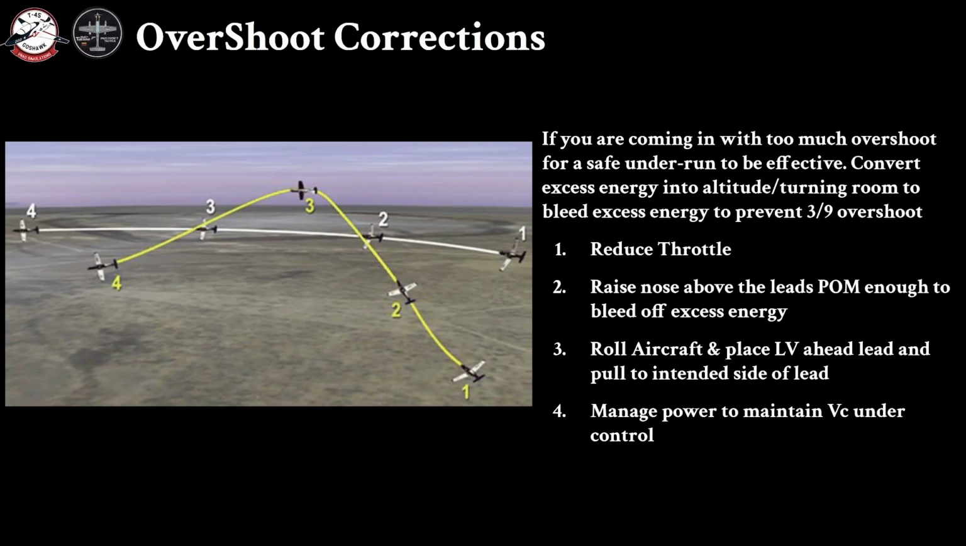Okay. The other common correction is basically a quarter turn, or high yo-yo. You're going to roll in, and as you're approaching lead, you realize you have a lot more energy than an undershoot would bleed off. So now you're going to exchange energy for altitude.